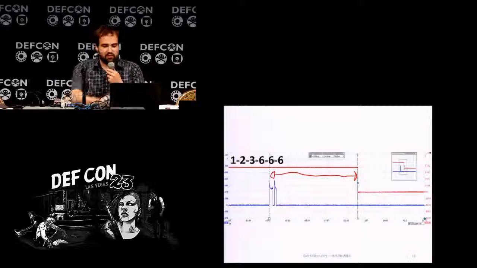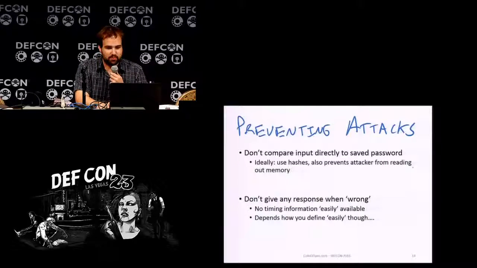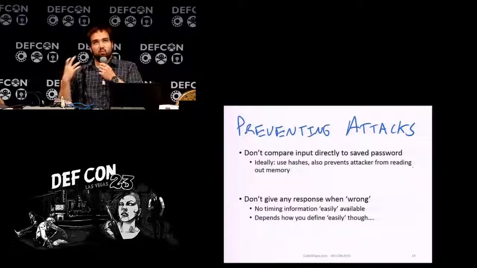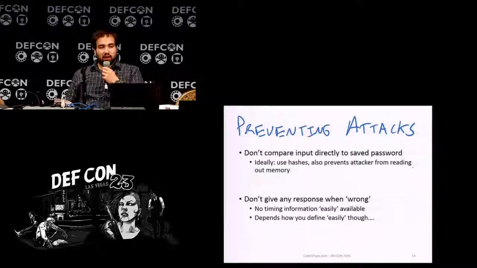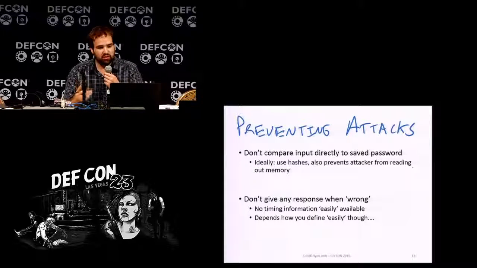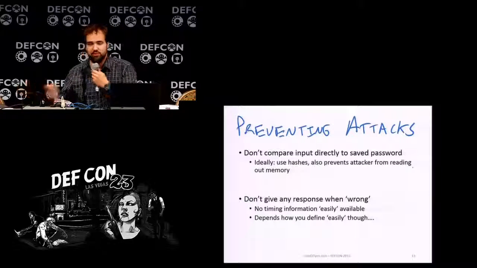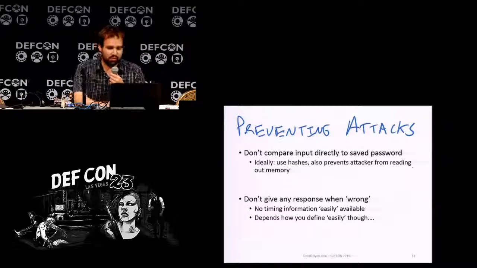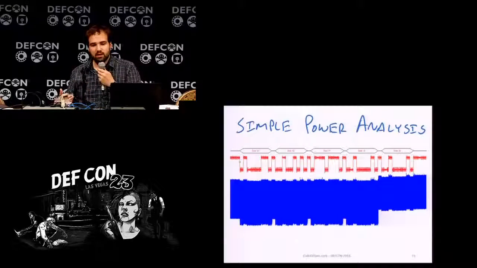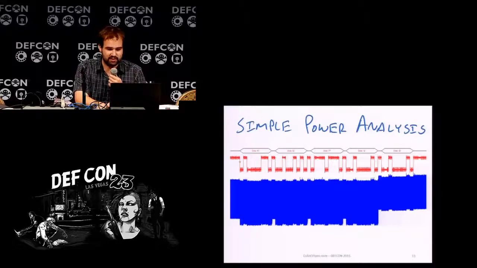Now this is a pretty obvious one, it has been known for a long time, so people want to avoid that. The correct way to do this is you don't directly compare the password, so we're using a hash. But what you also might do is just not give any response when it's wrong, or add some random delay. You say, well, we always wait some random amount. The problem with the second solution is you could start to look at the power difference then.